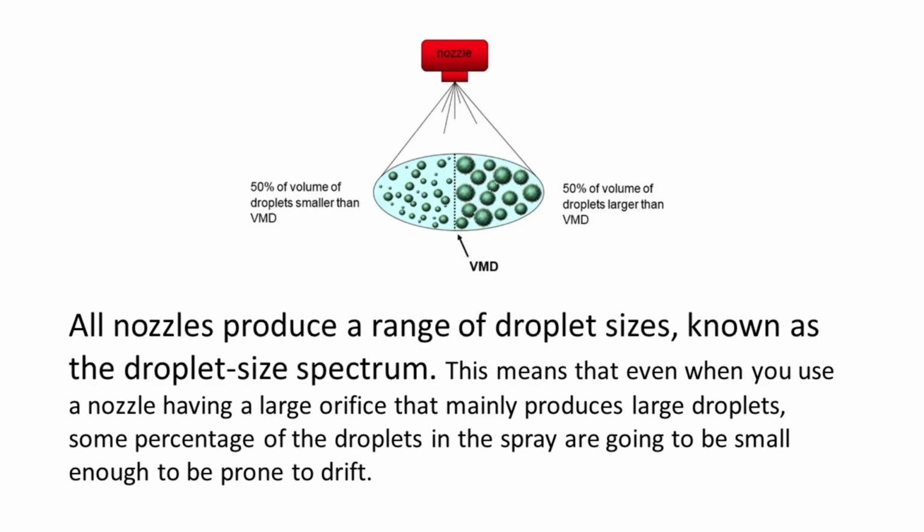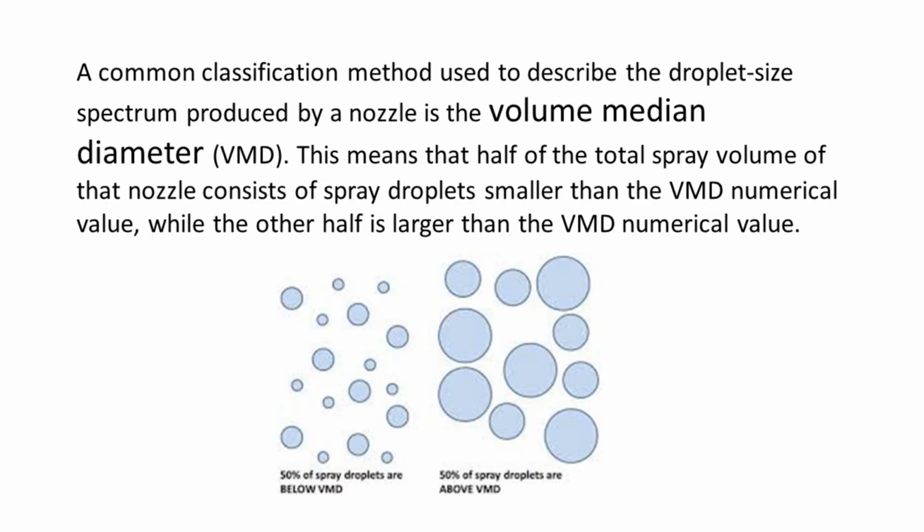All nozzles produce a range of droplet sizes known as the droplet size spectrum. This means that even when you use a nozzle having a large orifice that mainly produces large droplets, some percentage of the droplets in the spray are going to be small enough to be prone to drift. A common classification method used to describe the droplet size spectrum produced by a nozzle is the volume median diameter, or VMD. This means that half of the total spray volume of the nozzle consists of spray droplets smaller than the VMD numerical value, while the other half is larger than the VMD numerical value.